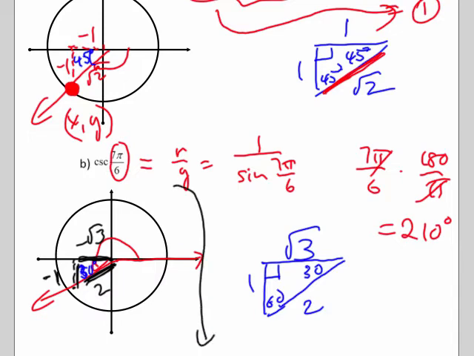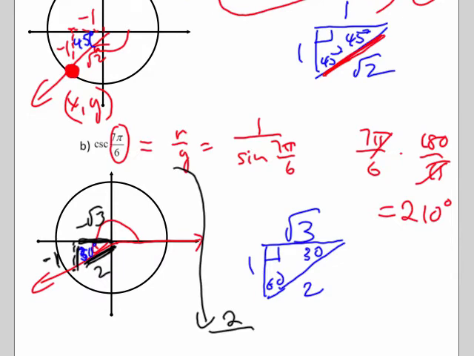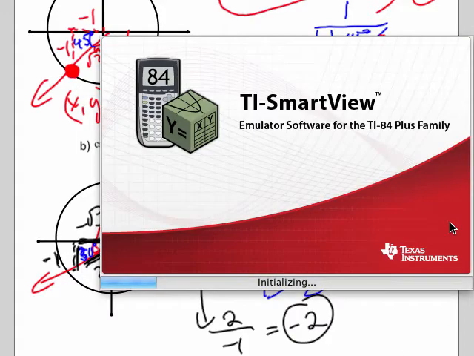Alright, so when it comes down to answering the question, the radius is 2 divided by the y-coordinate, which is -1, and so I get an answer of -2. Again, we have a question that doesn't have any radicals in it, so it turns out we could have just typed this into the calculator and got an exact value. Let's just show how to do that with the calculator.